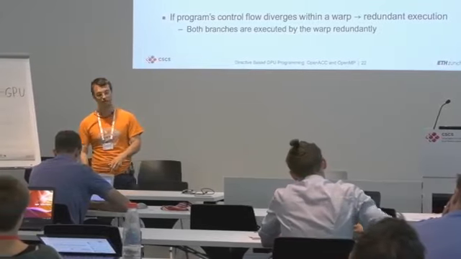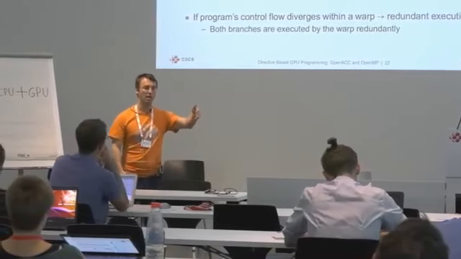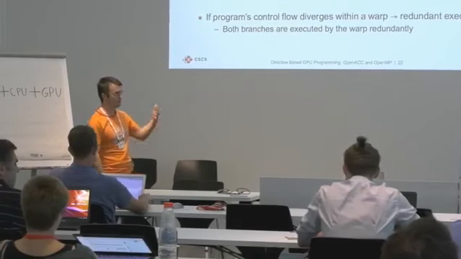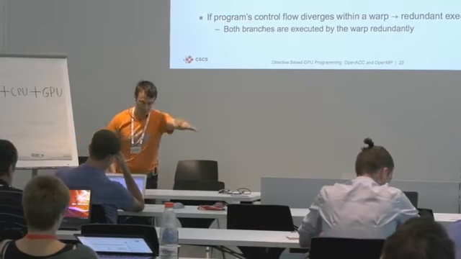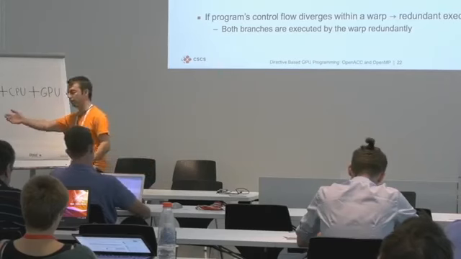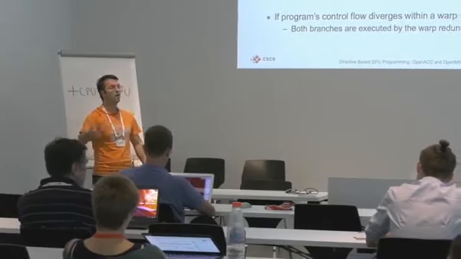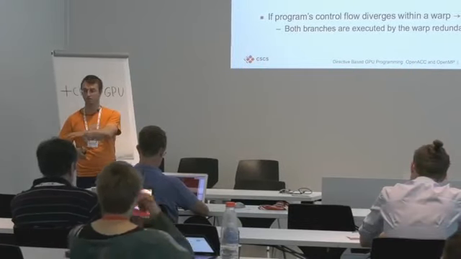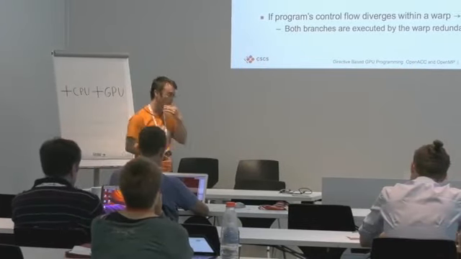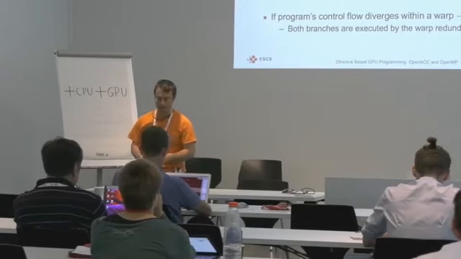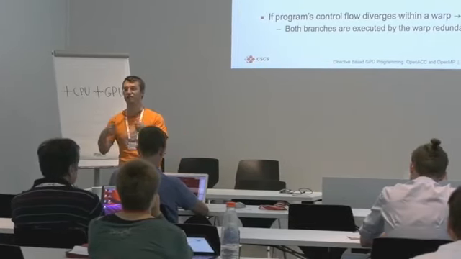So, for example, the first 12 threads or cores need to take one path, and the rest, 18, to get another one. The rest 20, sorry. So what happens? I said that the hardware always executes the same instruction in these 32 threads.